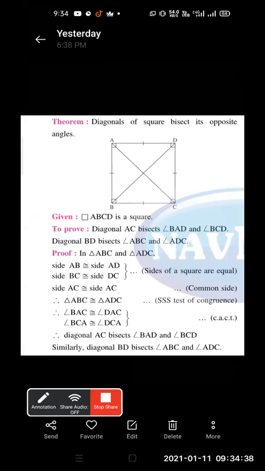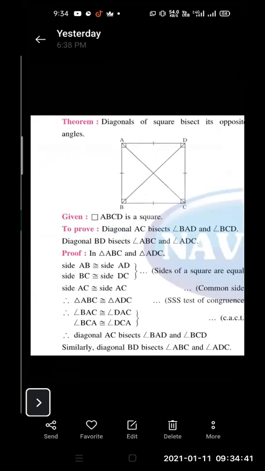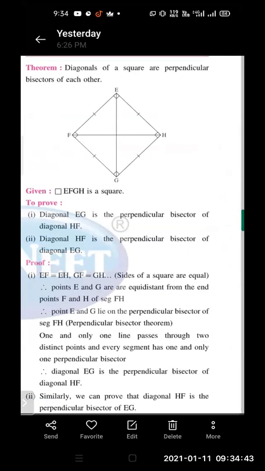Next property we are going to see: the diagonals of a square are perpendicular bisectors of each other. Now see, children, what is given? Quadrilateral EFGH is a square.